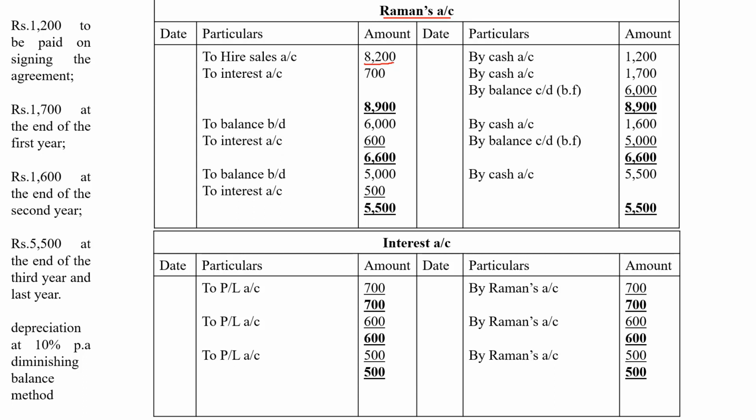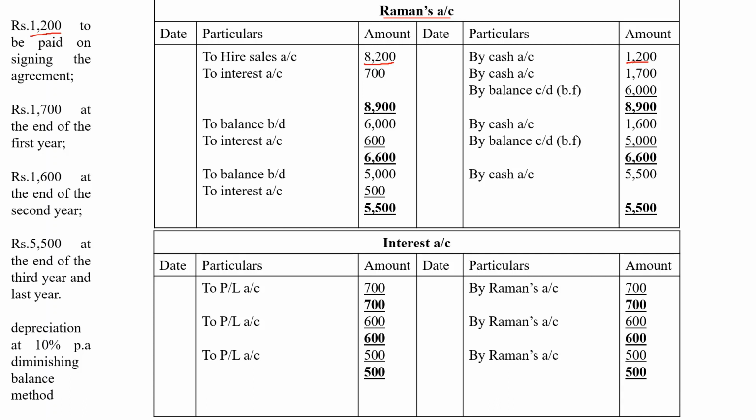Then when the down payment is received, what happens? Cash comes into the business. Debit what comes in, credit the giver. So cash comes into the business, cash account debtor to who is giving? Raman is giving. So cash account debtor to Raman's account. In the amount column you have to record the down payment. 1,200 is the down payment, so you are recording the down payment.